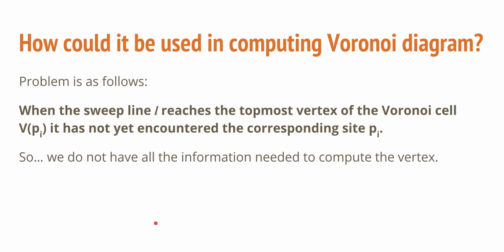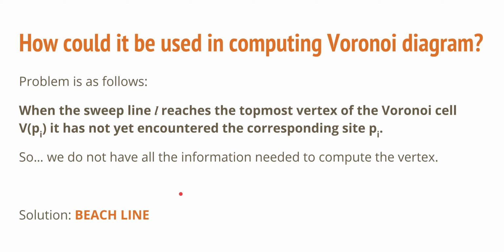But how can this be done with computing the Voronoi diagram? Because the problem is as follows. When we go from top to bottom, we first encounter a vertex that is not yet computed because it's defined by a site that we haven't visited yet. So how can we exactly know about it before encountering the site? Well, very fortunately, Steven Fortune had a solution for this, and this solution is the beach line.